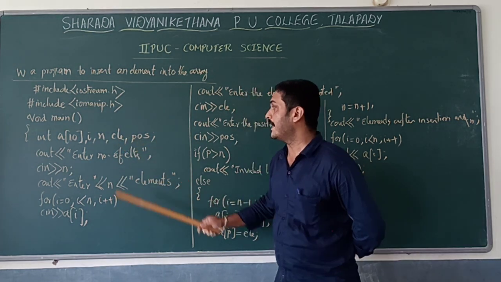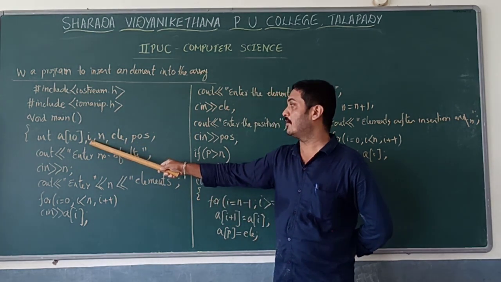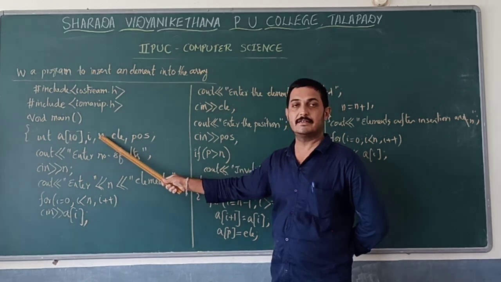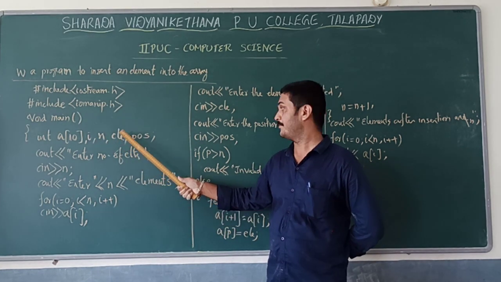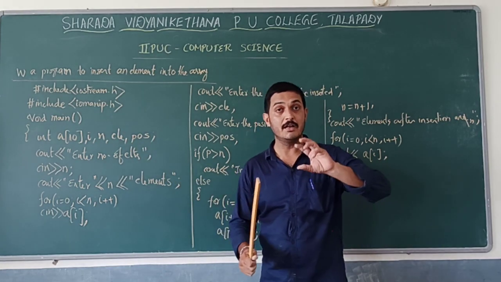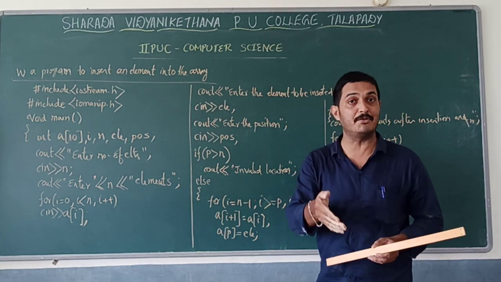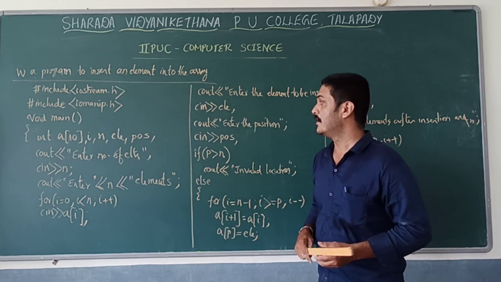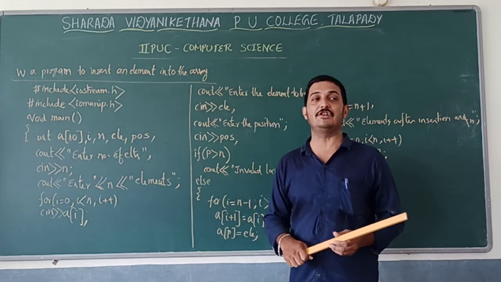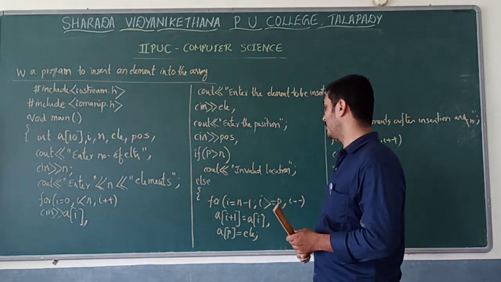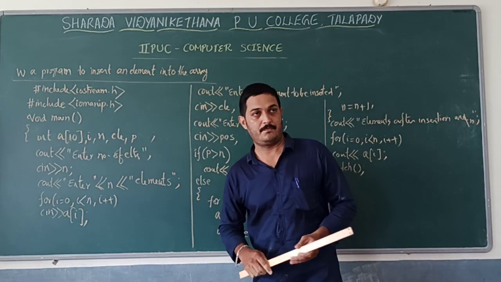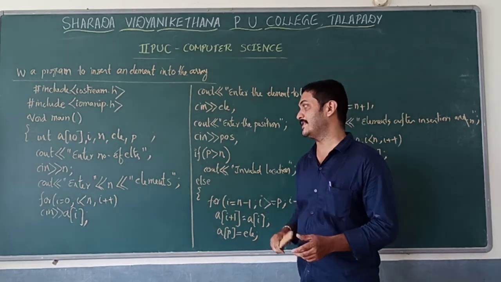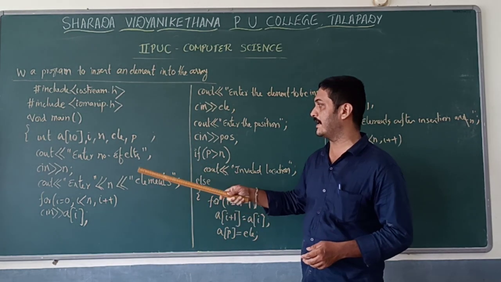i is to specify the index value, or we can say its location. n means total number of elements. ele is the element to be inserted, the particular location. pos means position. Instead of pos we can take p. pos is to specify the position, or p also we can take.